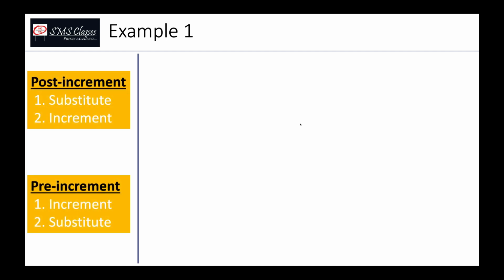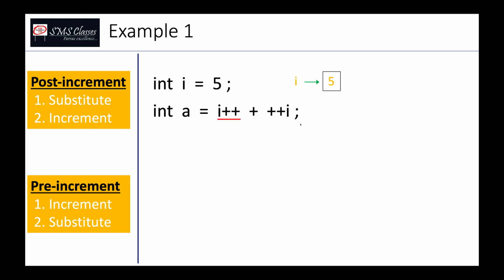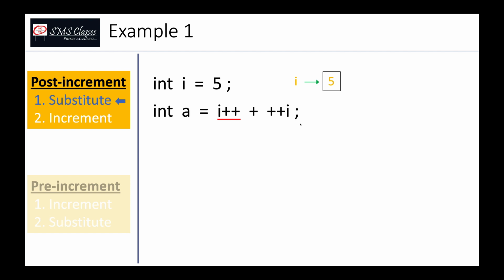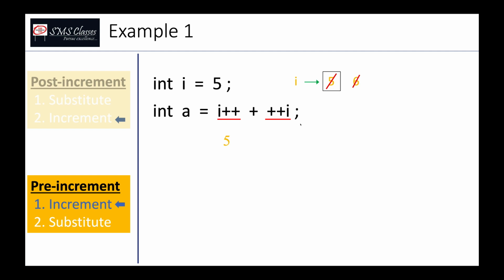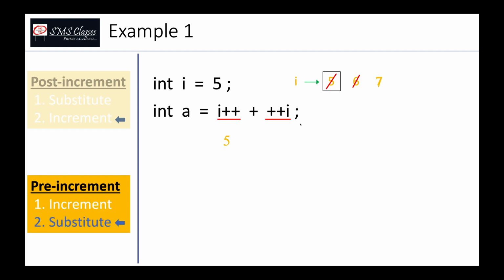By following these two steps, I'll show you how easy it is to solve an expression. So int a equal to I plus plus plus plus plus I. What is the value of a? Take a memory box for I, which is 5 currently. Whenever you see a post increment, you first substitute. So 5. And increment, so I becomes 6. Whenever you see a pre-increment, you first increment, that is 6 becomes 7, then substitute. So 5 plus 7 is 12. So a value is 12.